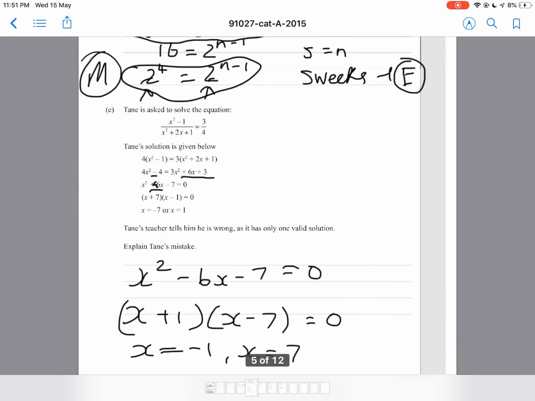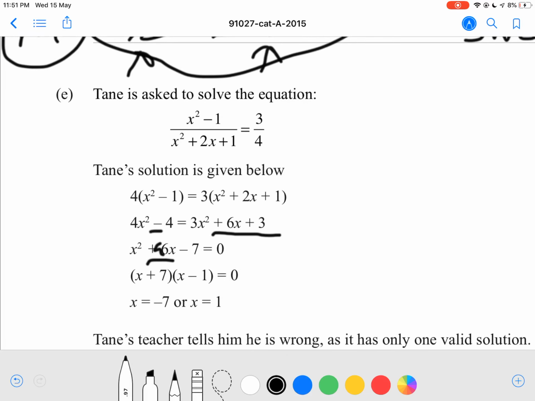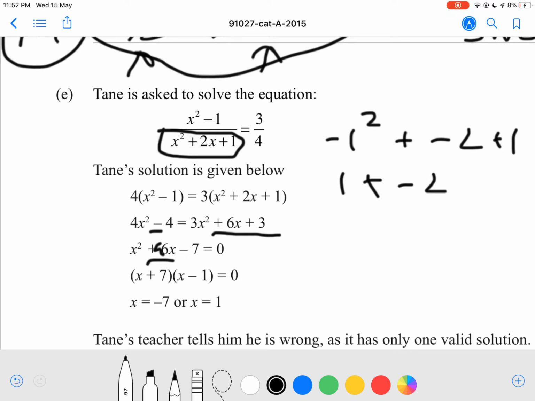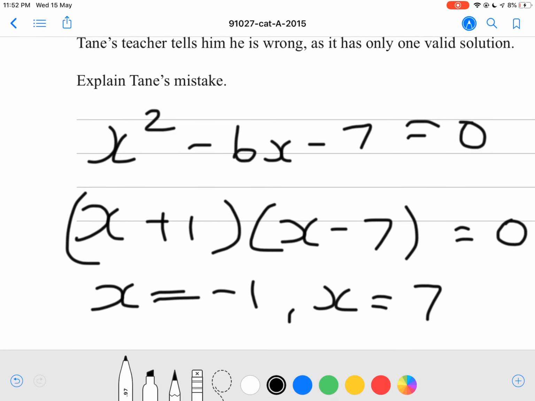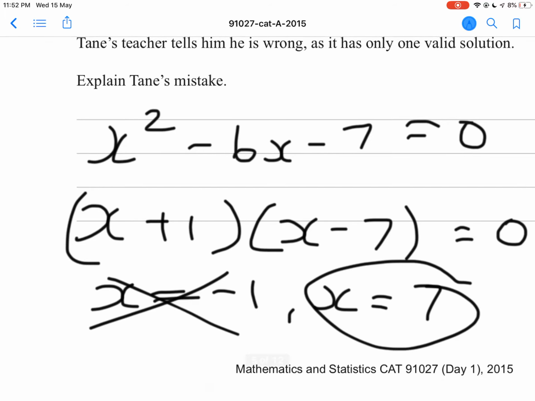Okay, but one thing I have to be careful about, right? So let's say we substitute x equals to negative 1. So negative 1, we're just looking at here now. Negative 1 squared plus 2 times negative 1, which is plus negative 2, plus 1. So negative 1 squared is 1 plus negative 2 plus 1. As you can see, that actually gives us 0. And in math, you can't divide by 0, as that's not possible. So therefore, x equals negative 1 is not a possible solution. So the only possible solution is x equals to 7.